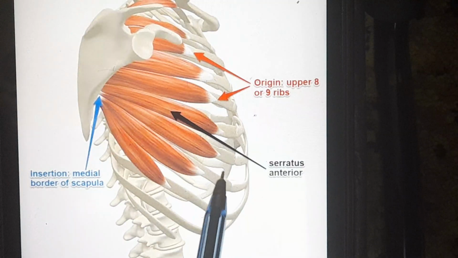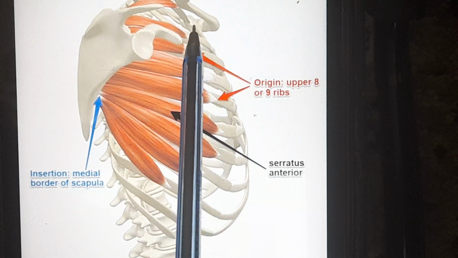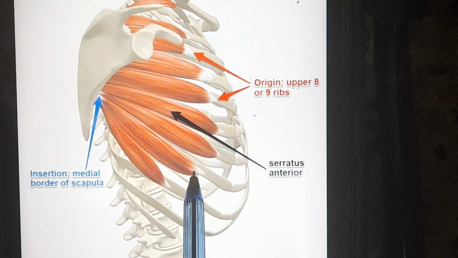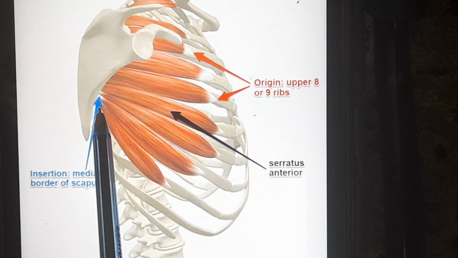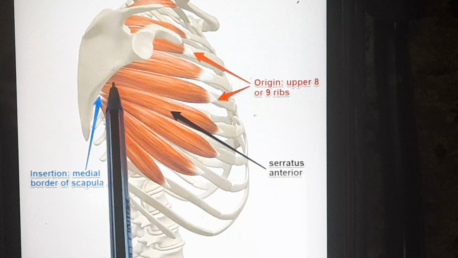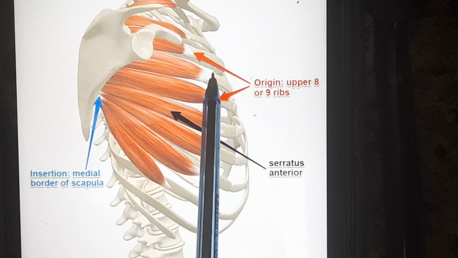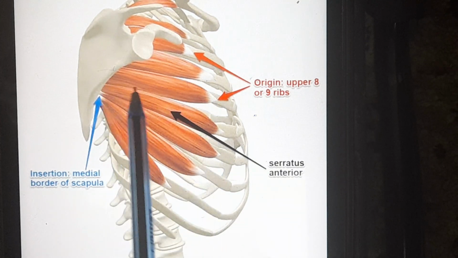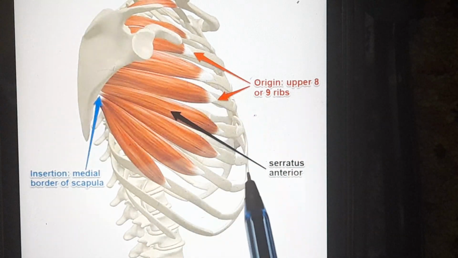So now we come towards the serratus anterior. It will have its origin from the upper 8 or 9 ribs. See, it is a saw-toothed muscle and it has insertion on the medial border of the scapula. So this was the medial border. It has its insertion here and origin from the upper 8 to 9 ribs. Always remember, the origin will pull the insertion towards it, or the movement will be in this direction.